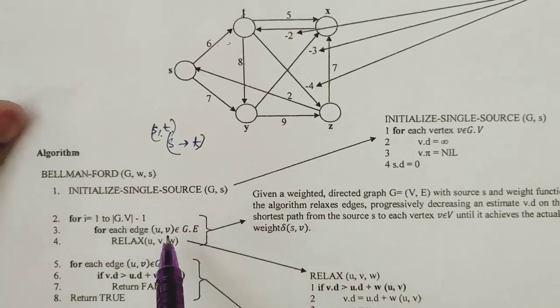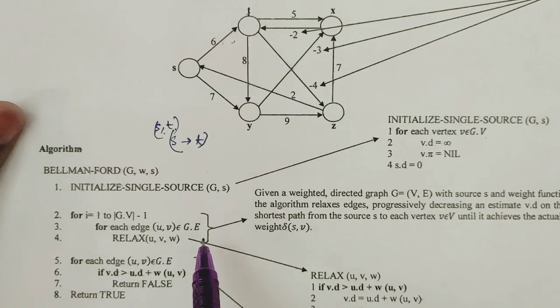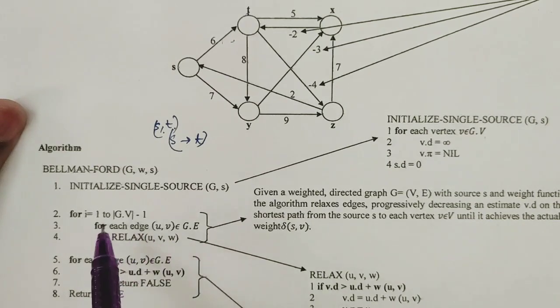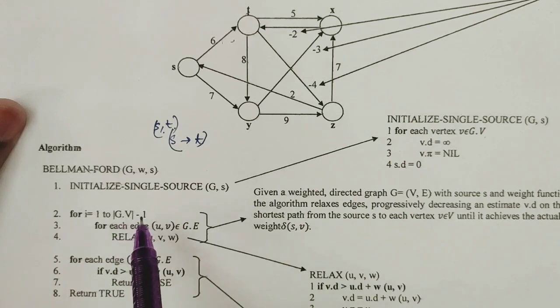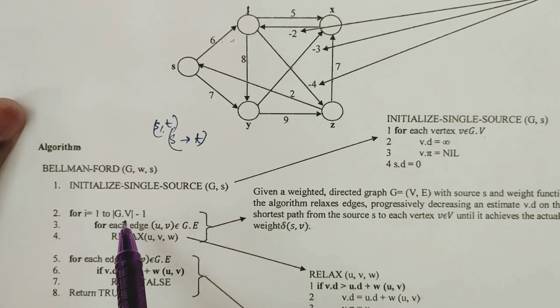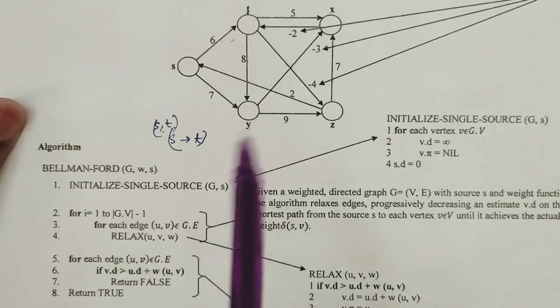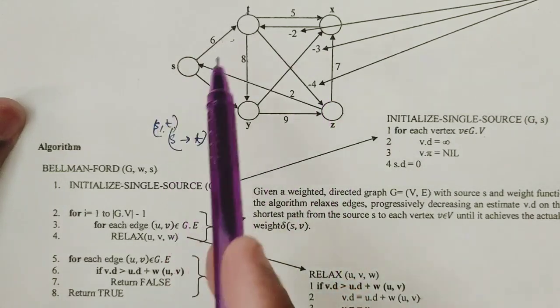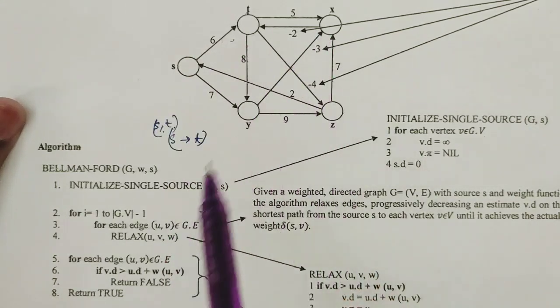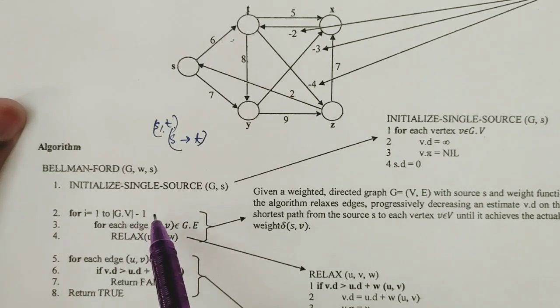And how many times does this relaxation process continue? That means how many iterations are there? Iterations means mod of G dot V minus 1. Mod of G dot V means the total number of vertices in the graph, which I call N. G means the graph. Dot V means the set of vertices. Here in this graph, G dot V means 1, 2, 3, 4, 5. You have 5 vertices. 5 minus 1 is 4. So you have a total of 4 iterations.